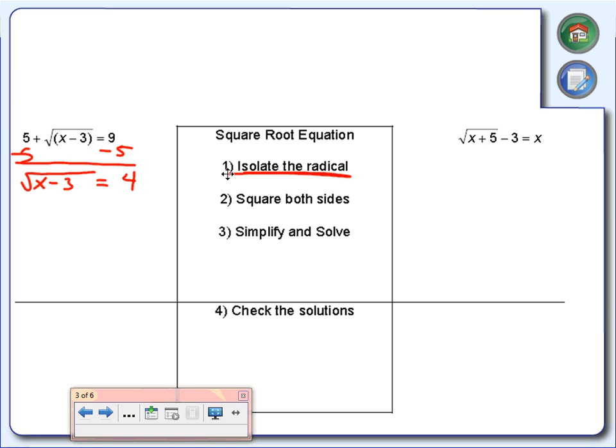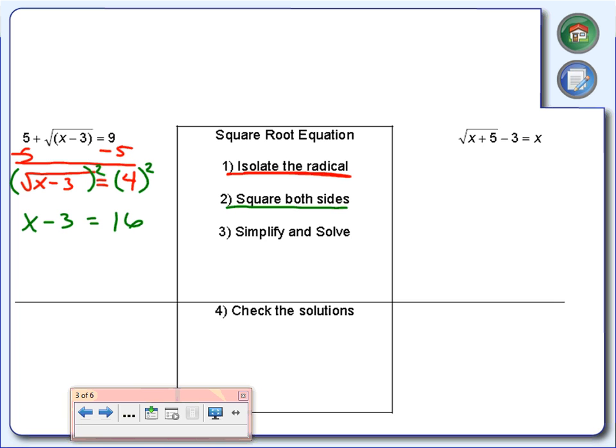The next step, step 2, says to square both sides. The reason we're going to square both sides is because that's the opposite of square root. The opposite of square root is square. So I'm going to square this side, and I'm going to square this side over here. When I square the square root of x minus 3, you're left with x minus 3. When you square 4, you get 16. So at this point, I have the equation x minus 3 equals 16.